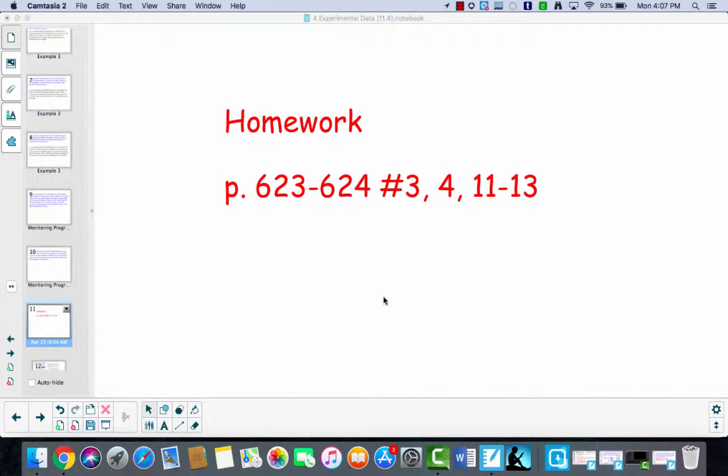Okay, so those are the types of problems for this particular piece. We're going to take a few minutes and give you an opportunity to work on the homework. There's not very many, and it should be open online for you. We're going to do page 623 to 624, problems 3, 4, and 11 through 13.